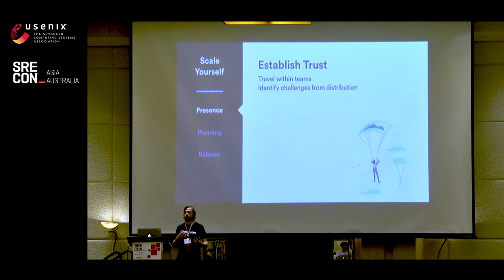On each of these, I'm going to share some resources and then some examples or real-world experiences that I've had on each of them. I use presence, planning, and balance to try and attend to those challenges that we just went through before. So if you understand what the challenges are of a distributed model, you can use these tools, these resources, and these experiences to try and preempt them or to try and address them if they do occur.